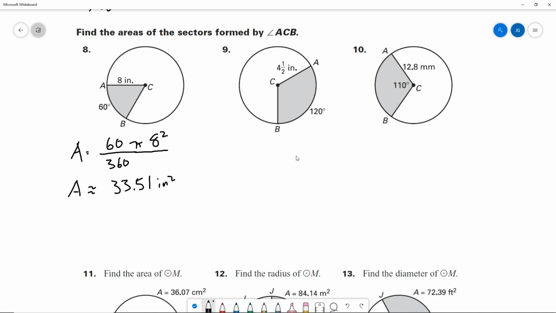Number 9, same formula. Area is going to be 120 times pi times 4.5 squared, all over 360. So our area is going to work out to be, in this case, a nice number, 21.21. Our unit's going to be inches squared.